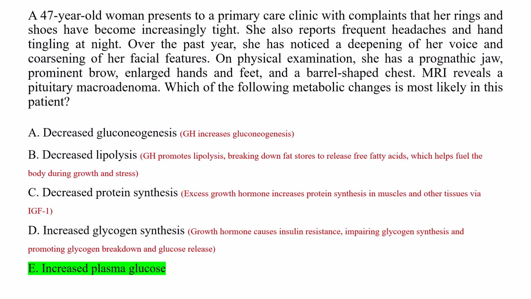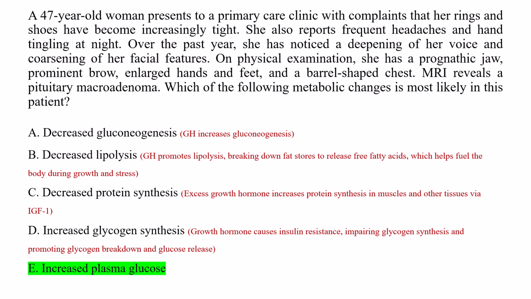Let's have a look at why the other options are incorrect. Option A is incorrect because growth hormone actually increases gluconeogenesis, and the liver is making more glucose and not less. And option B is incorrect because growth hormone promotes lipolysis, which means breaking down fat stores to release free fatty acids, which helps fuel the body during growth and stress.